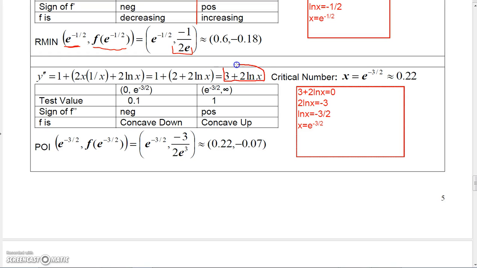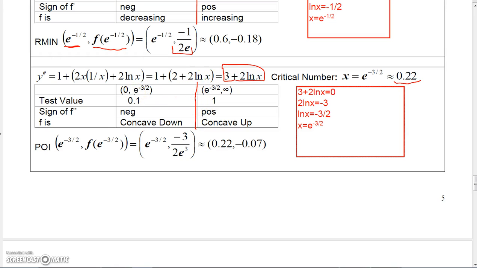I got 3 plus 2 natural log of x, and then I set that equal to 0 to look for critical points, and I got natural log of x is equal to negative 3/2, which is equivalent to x equal e to the negative 3/2, which is about 0.22. So now right here I break the line at e to the negative 3/2.